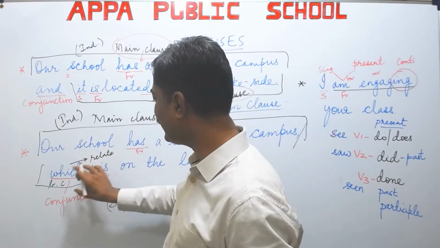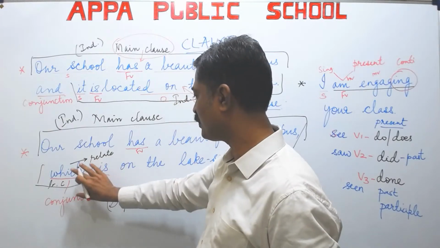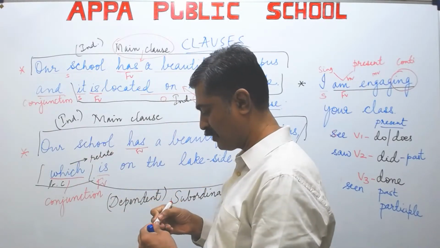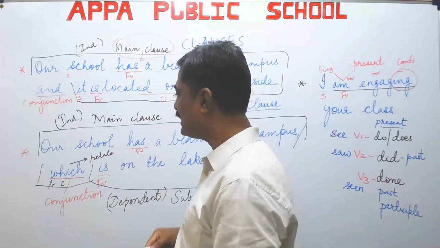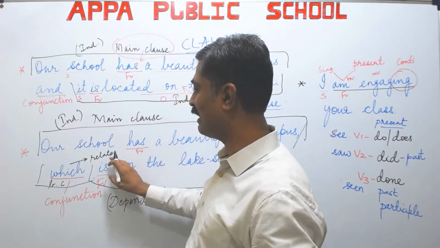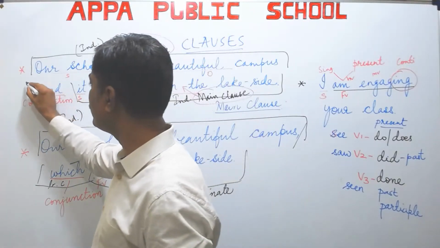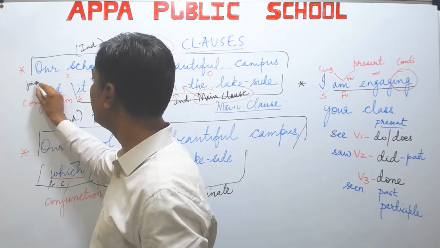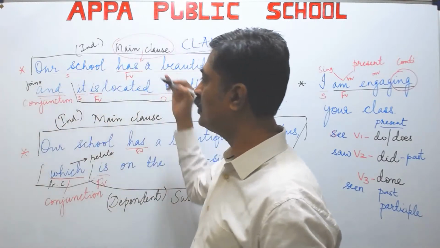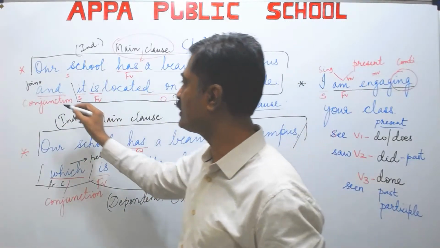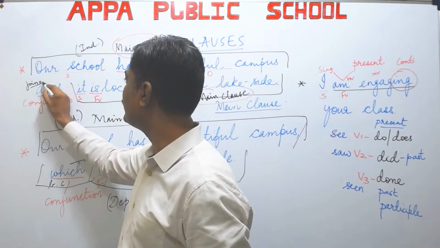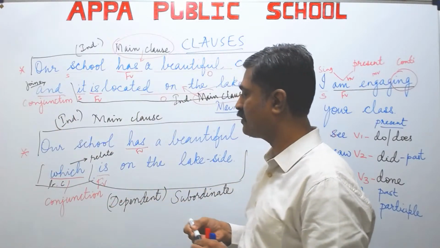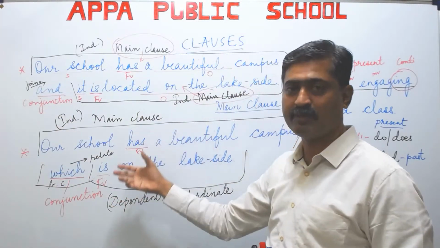Which is trying to relate the subject for this part of the clause. What is the subject? That's a beautiful campus. And here, "and" doesn't relate anything, it just joins. Okay, it just joins these two clauses. So that is the role that is played by "and" here. It just joins the two clauses, whereas "which" relates the subject for that.